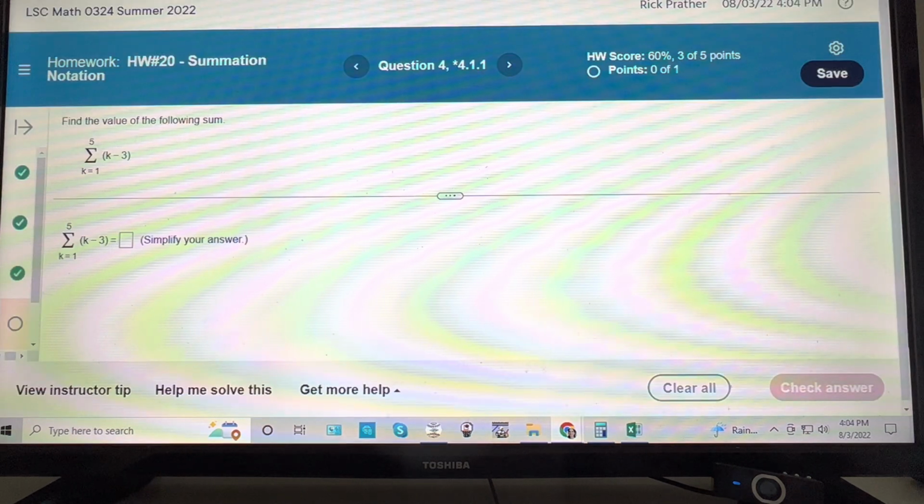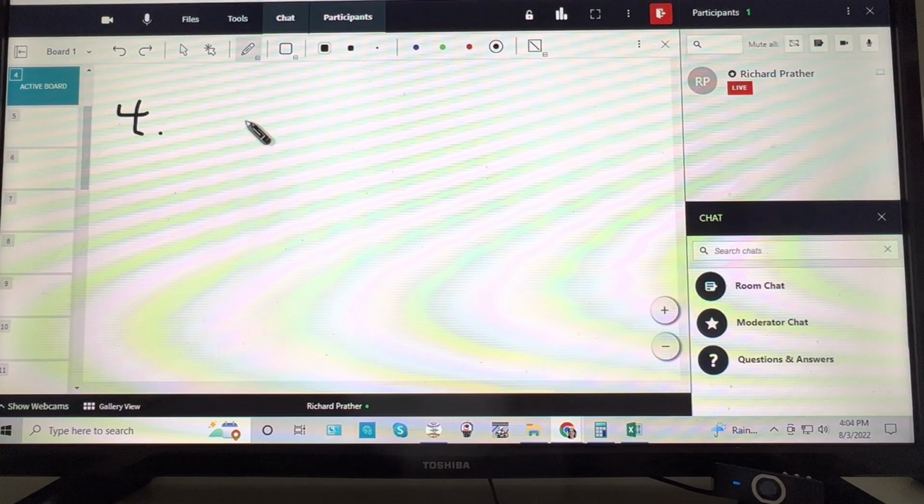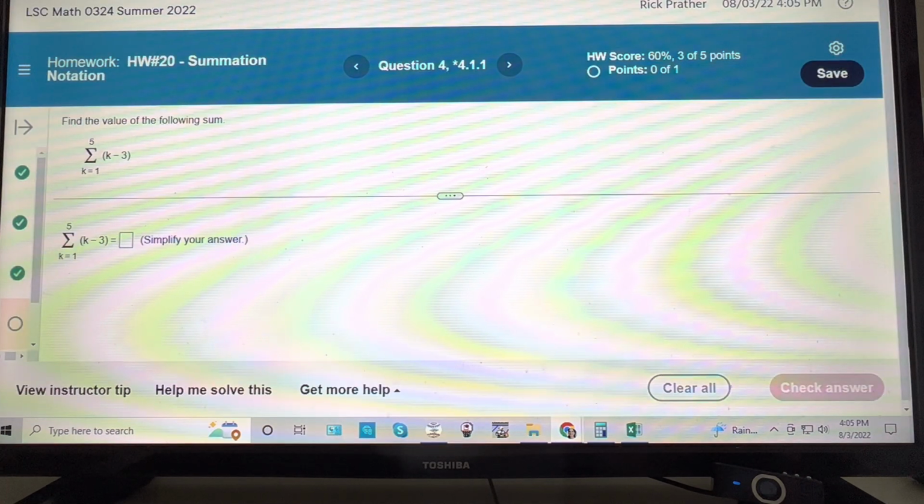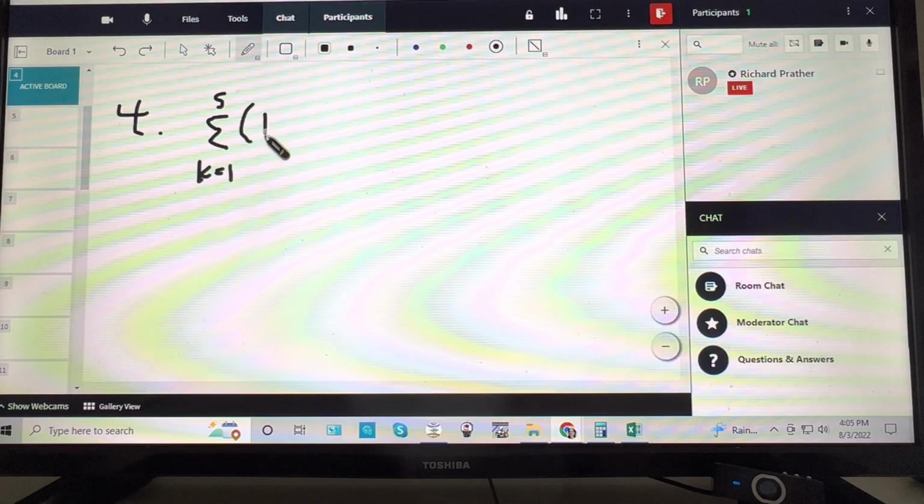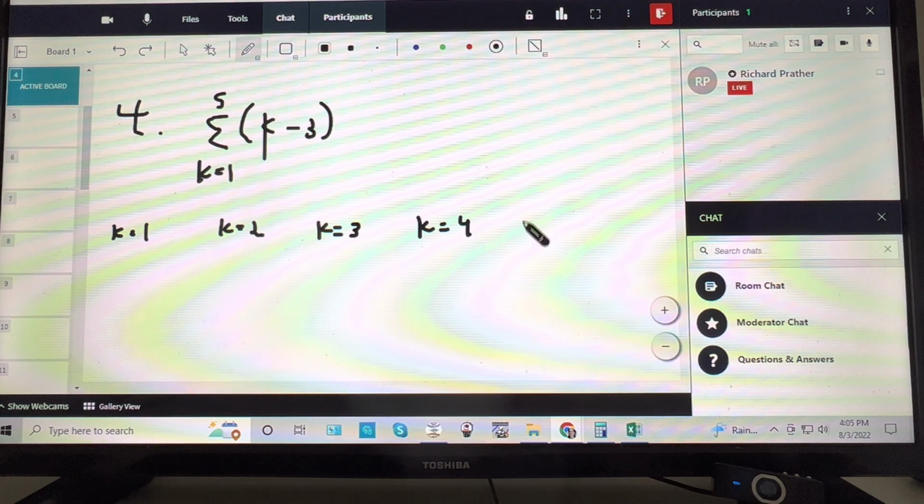Okay, number 4. K equals 1 to 5. We want the sum from K equals 1 to 5. They like 5 for some reason a lot. And our expression is just K minus 3, which is linear. So then I need to do K equals 1, K equals 2, 3, 4, and 5.